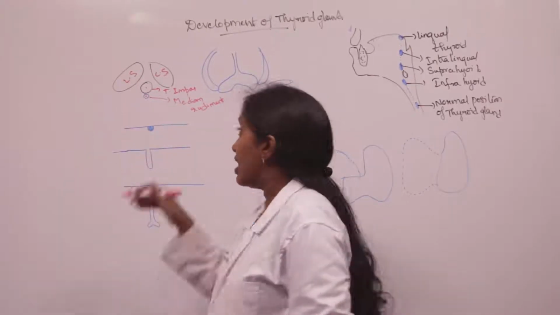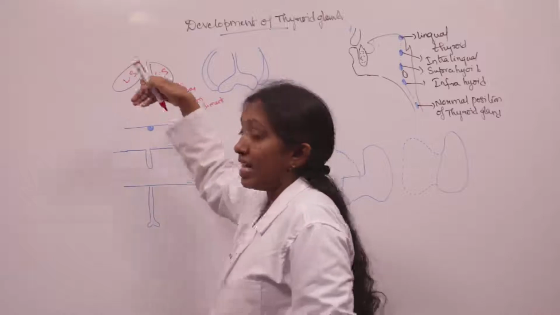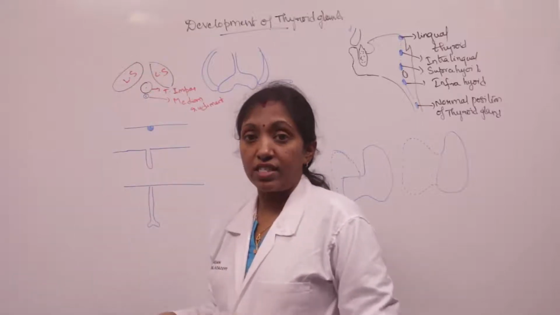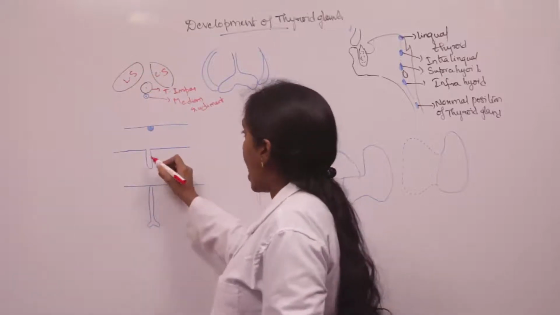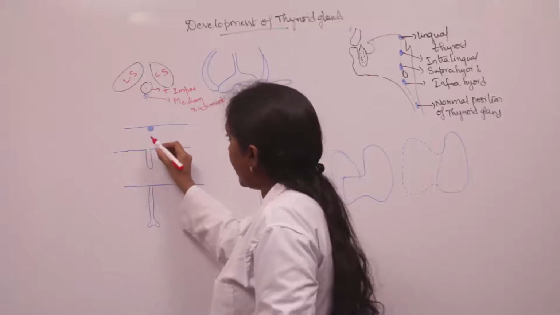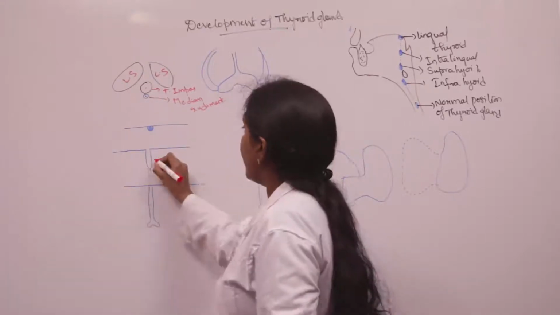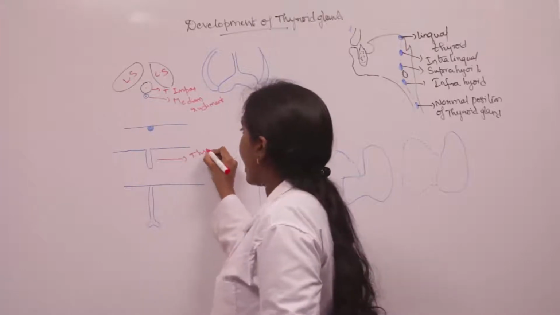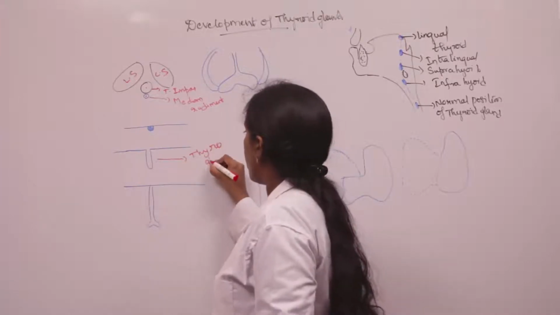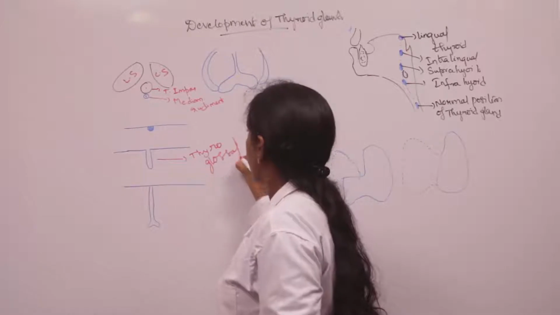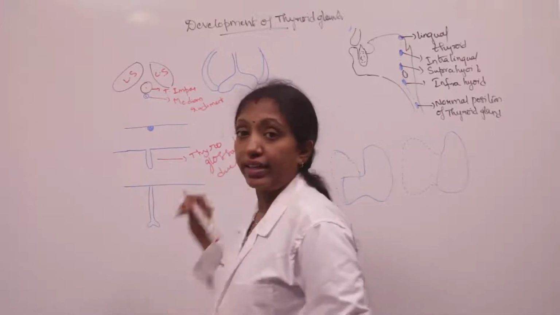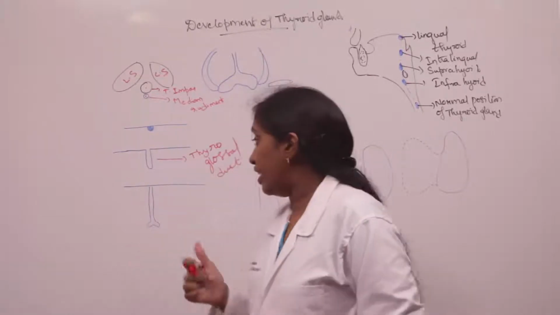Then what happens? The endodermal cells evaginate downwards and form a duct. This duct we call the thyroglossal duct.